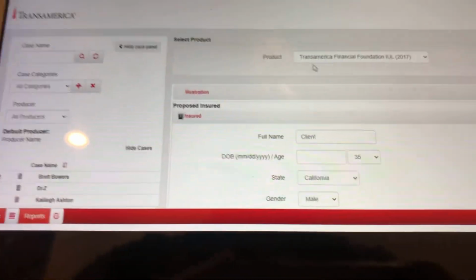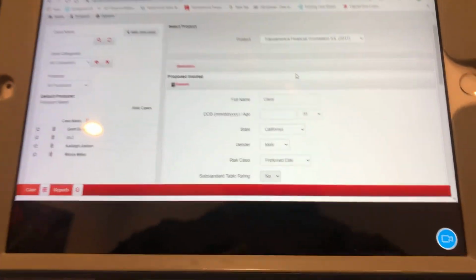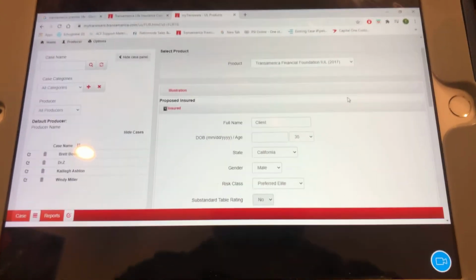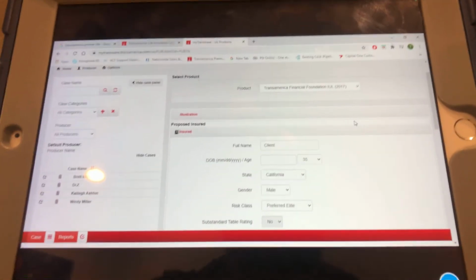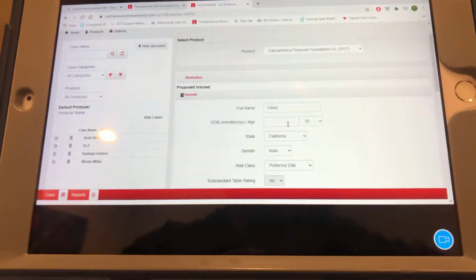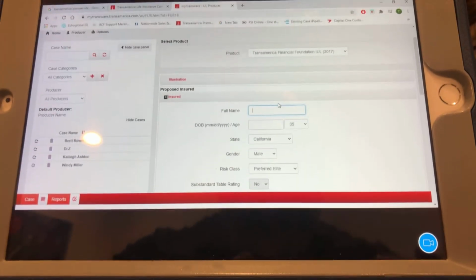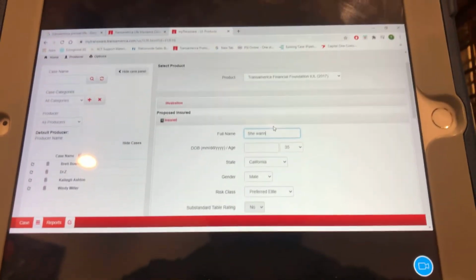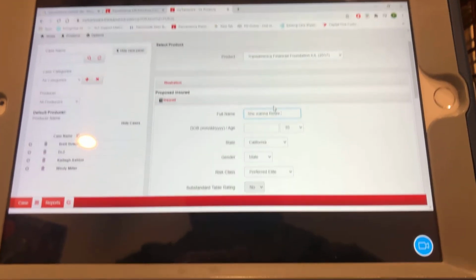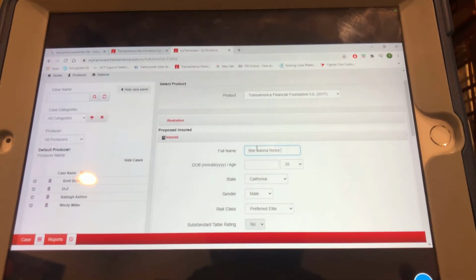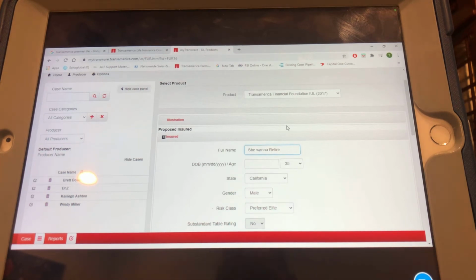Now, can everybody see the software on here? Yes. Okay, thank you, Larry. Okay, so we'll go ahead and we'll use somebody. Let's do, she wanna retire. Okay, that'll be her name. She wanna retire.